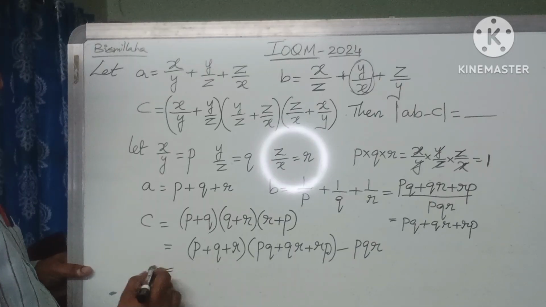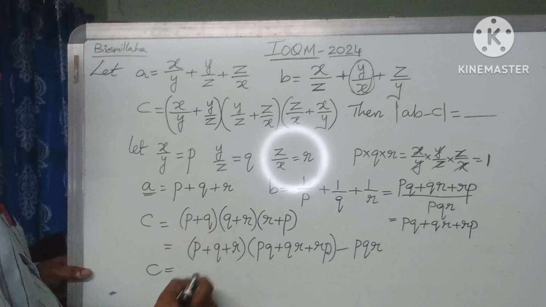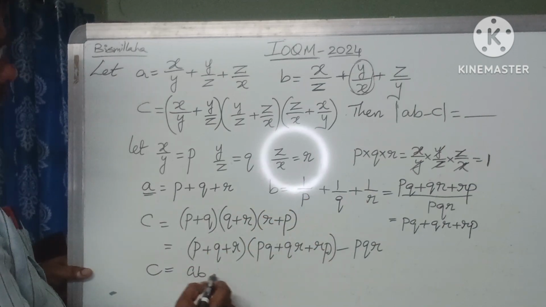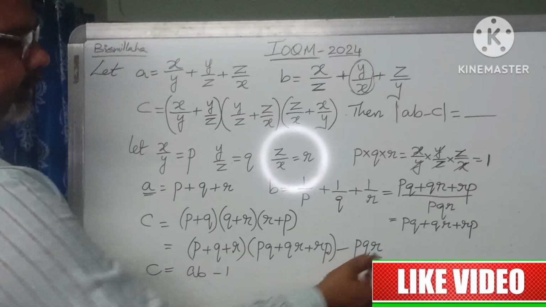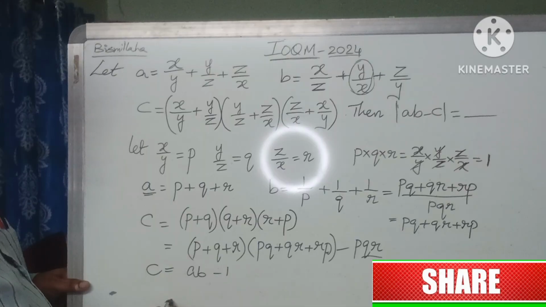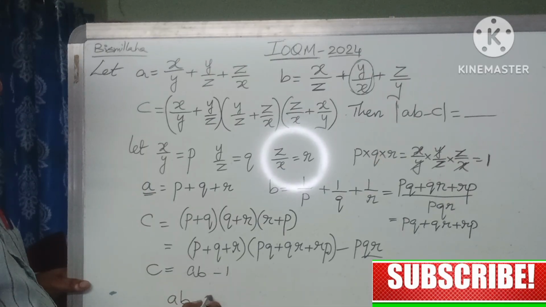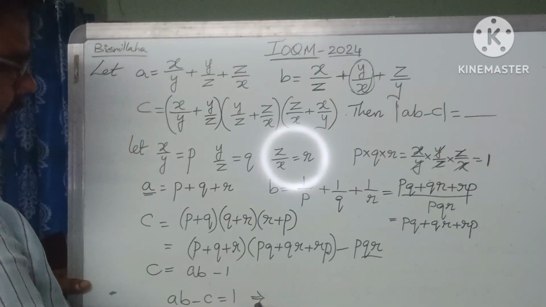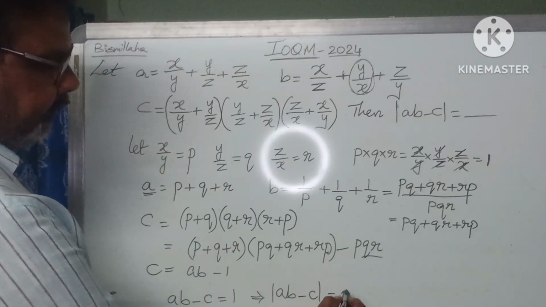So here the value of C will be, this value is A, and this value is B, AB minus 1. PQR value is 1 now. AB minus 1. So here this AB, if you take C that side, AB minus C is equal to 1. That implies mod AB minus C value is 1.